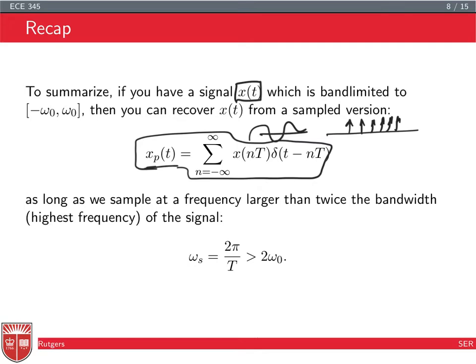The sampled signal xp of t, in the frequency domain, is just copies of the spectrum of the original signal. And like I said previously, if omega s, the sampling frequency, is greater than 2 omega 0, omega 0 being the maximum frequency in the signal, then the copies of the original signal will not overlap. When I add them, they will not distort the original spectrum, and therefore I can recover one copy by just pushing it through a low-pass filter.